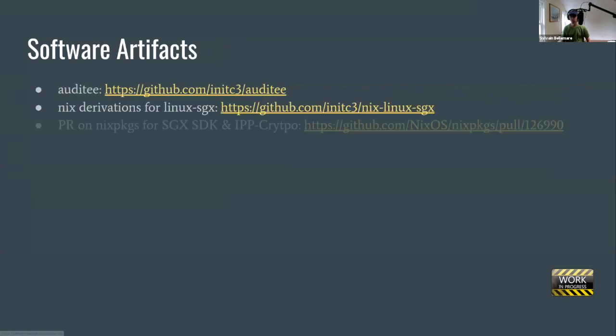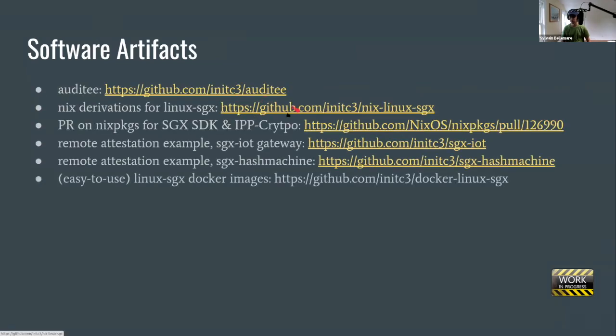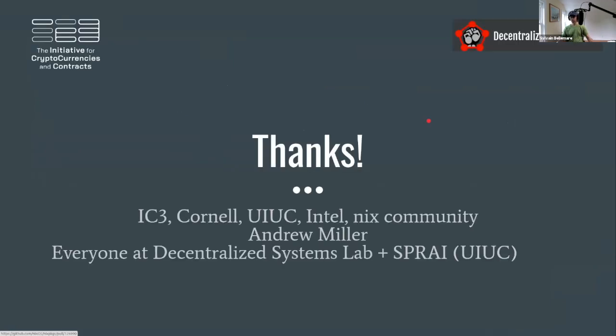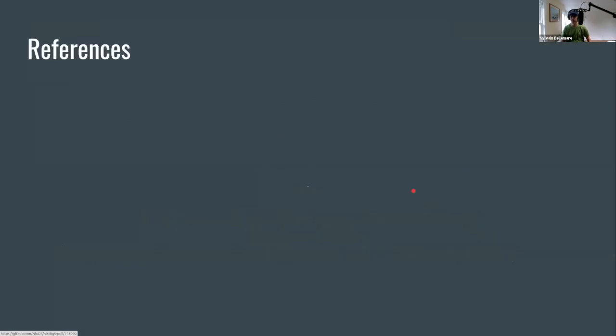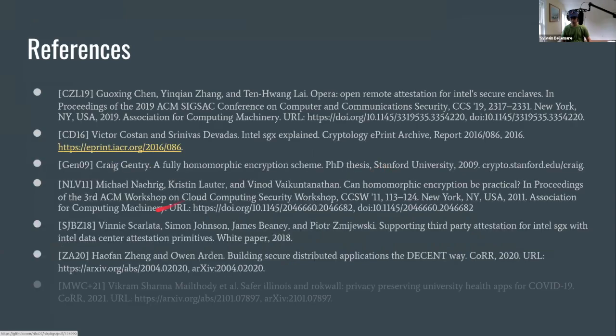Then we have a bunch of artifacts that are published, mainly, I think, all under the IC3 GitHub organization. There's this pull request I mentioned. So big thanks to everyone: IC3, Cornell, UIUC, Intel, Nix Community, Andrew Miller. That's it. And there's a slide with references with papers, for instance the Opera paper I was mentioning. I put it somewhere.